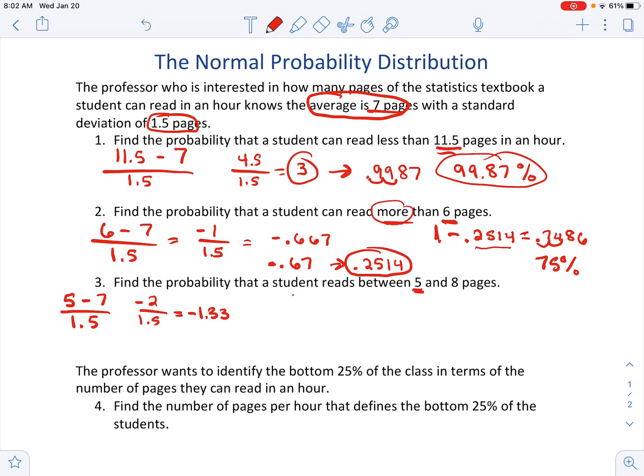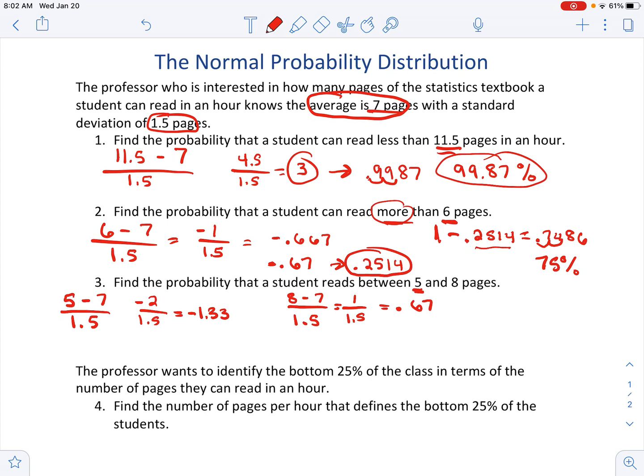Okay, so we found a value for 5. Now we've got to find the z-score for 8. So 8 minus 7 divided by 1.5. 8 minus 7 is 1. 1 divided by 1.5 equals 0.6 repeating. So we're going to round to the hundredths place, so 0.67.